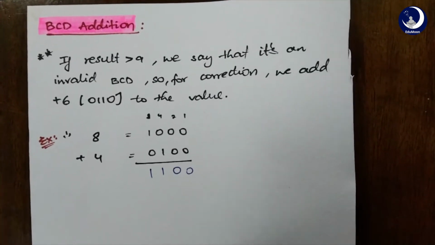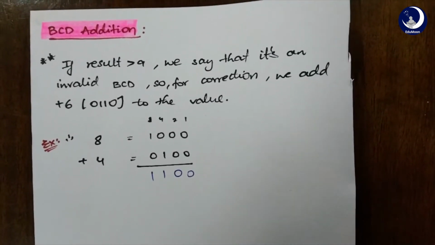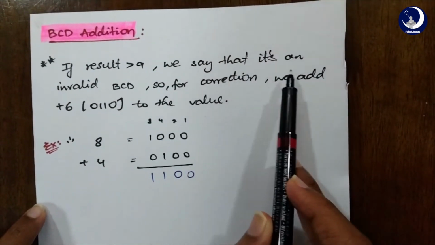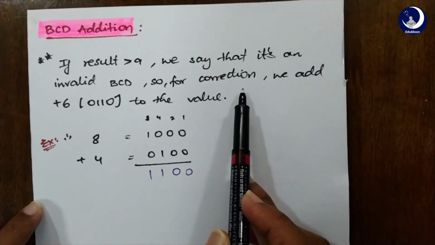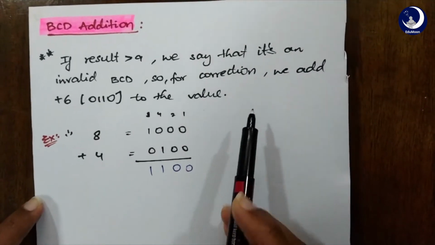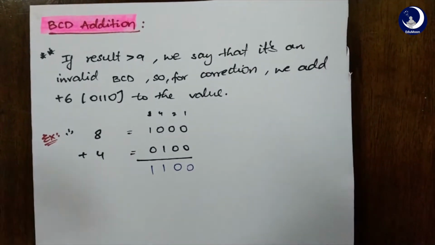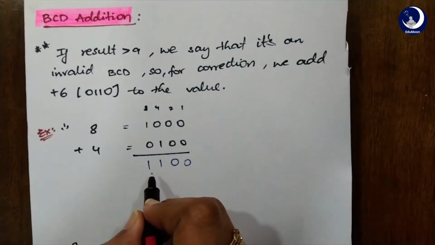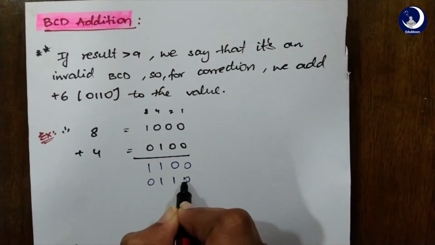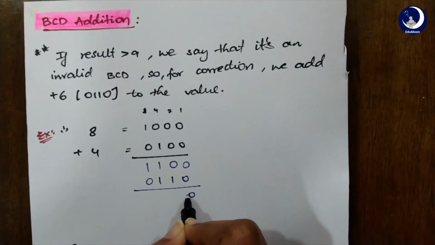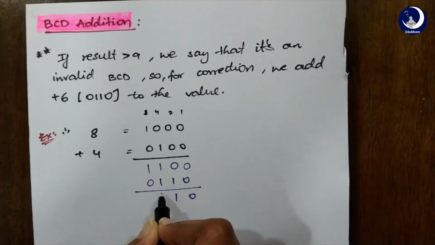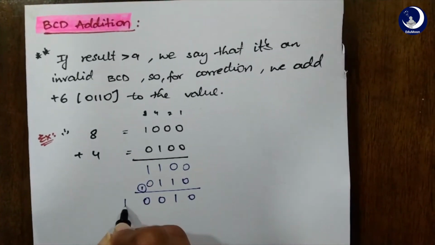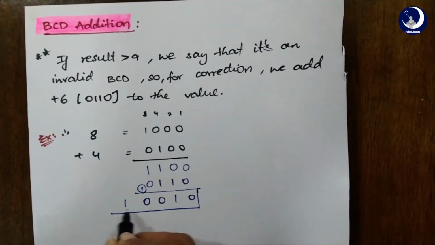But BCD cannot use any value greater than 9. That's what I have written here. If the result is greater than 9, we say that it's an invalid BCD. So for the correction, we add 6 to the value. Always remember that whenever the value you get is greater than 9, you always add 6 to it. So we'll just add 6 to this one. 0 plus 0 is 0, 0 plus 1 is 1, 1 plus 1 is 0 with the carry 1. 1 plus 1 is again a 0 with the carry 1. Now this one will be your final answer.